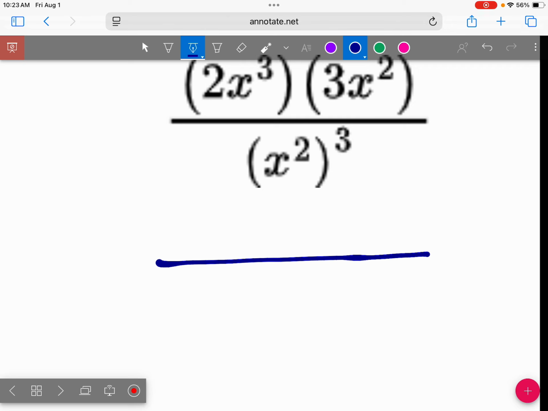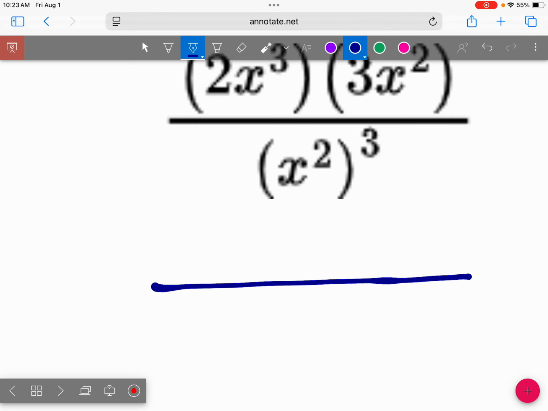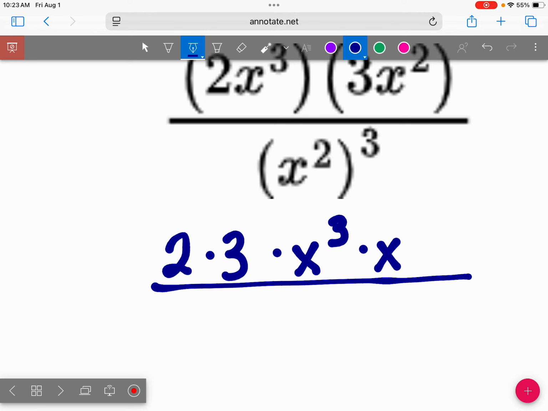So I can put those in whatever order makes my little heart happy. I don't have to keep them in that order. Just like 2 times 3 is the same thing as 3 times 2. 2x cubed times 3x squared is the exact same thing as 2 times 3 times x cubed times x squared. If there was a plus in there, that's when we would need to distribute. But since there's not any addition up there, it's just multiplication. Smash.